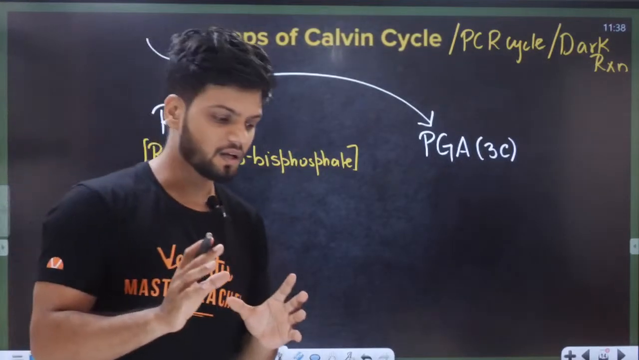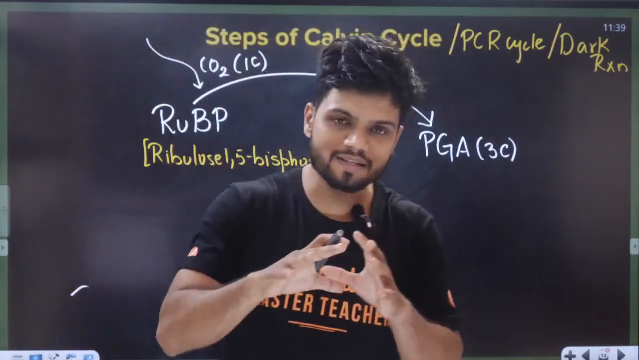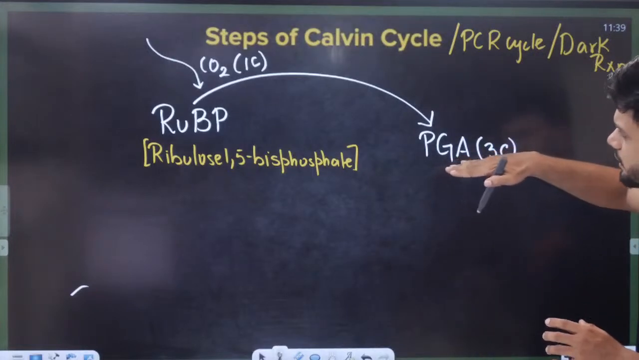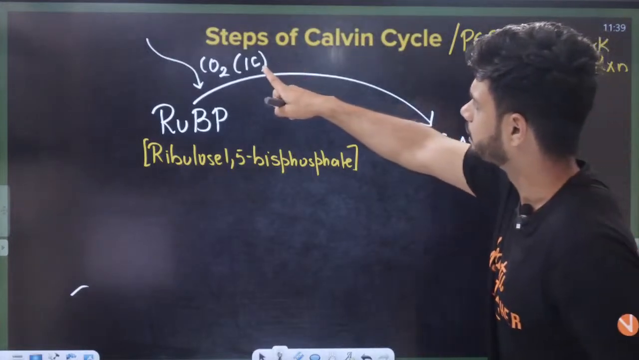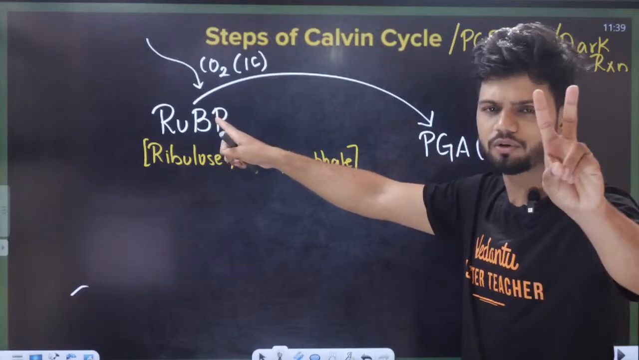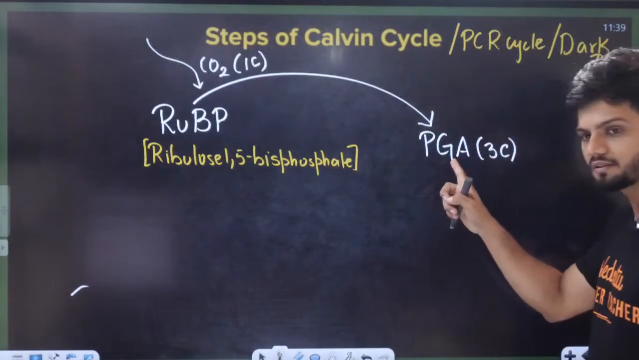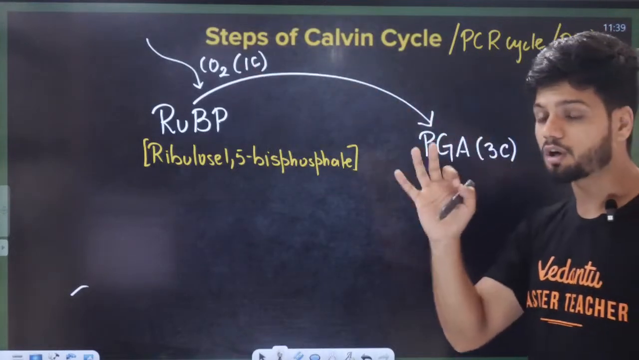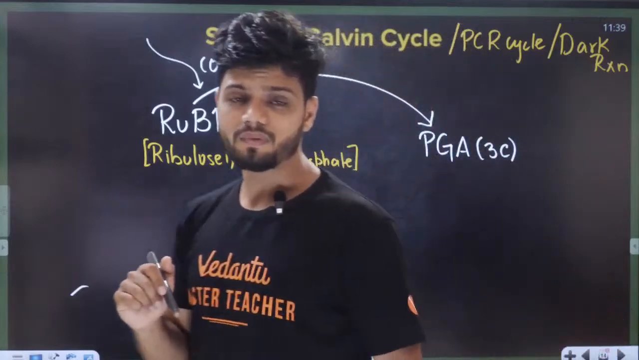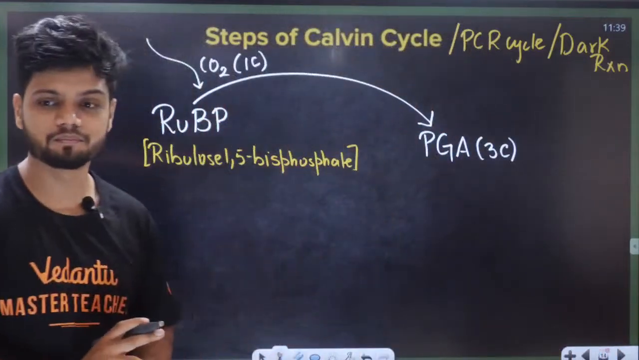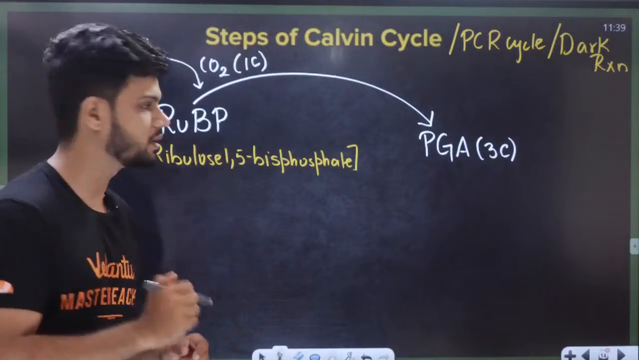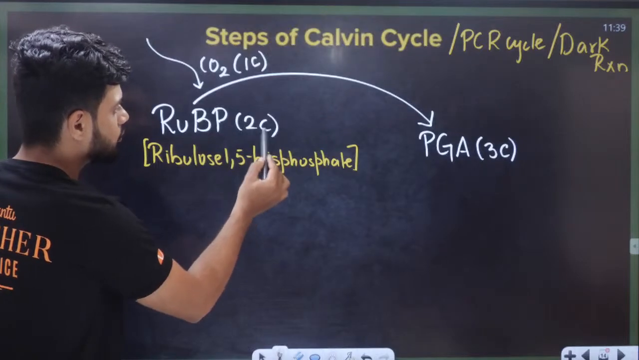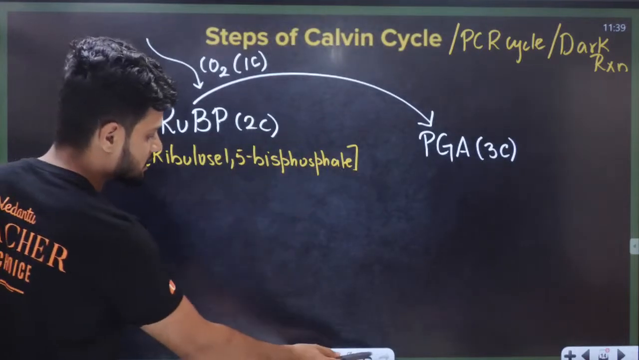See, if you're a scientist back in the day doing this experiment, and you find that the first stable product is 3 carbon, and here it is 1 carbon, technically here we should have 2 carbon, no? 2 plus 1 should be 3. That is what many scientists were thinking at that time, and they were trying to find a 2 carbon compound here. It makes sense.